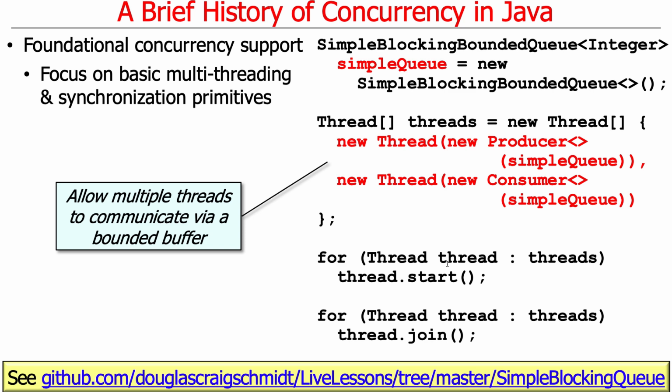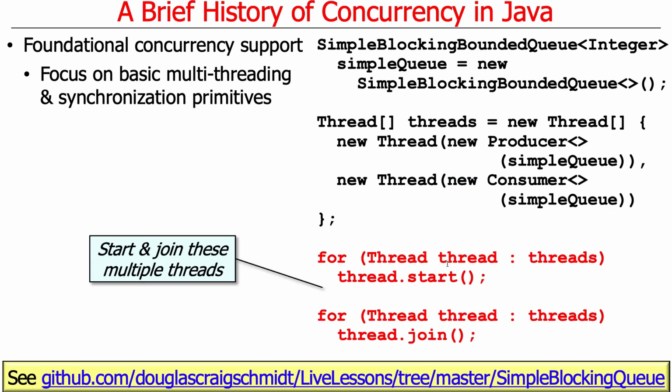Once we create those two threads, we go ahead and start them. So you can see here we're going to start the threads. That's very similar to your programming assignment. Once they start, they're going to start running and doing their thing. And then this piece of code will wait for the threads to finish.